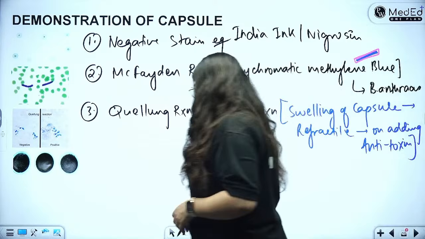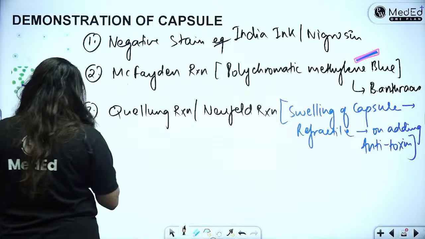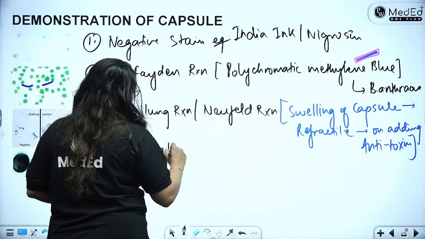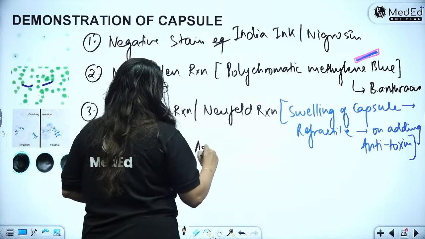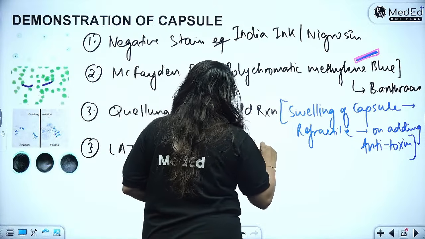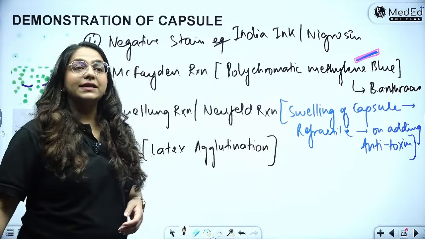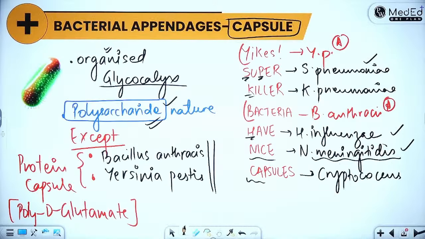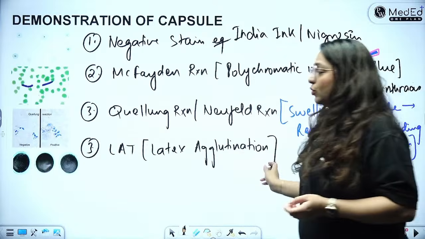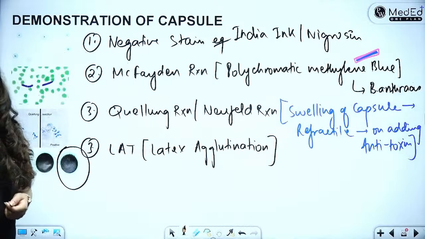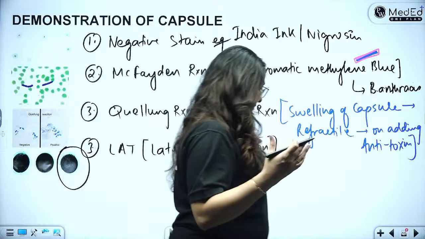Okay? And fourth, of course, is your latex agglutination test, or LAT. The latex agglutination test can be performed directly on the patient sample, such as the CSF sample for bacterial meningitis. What causes bacterial meningitis? It is because of Streptococcus pneumoniae, H. influenzae and Neisseria meningitidis. So, for them you can do the latex agglutination test, in which you see agglutination or clump formation on a black latex card.